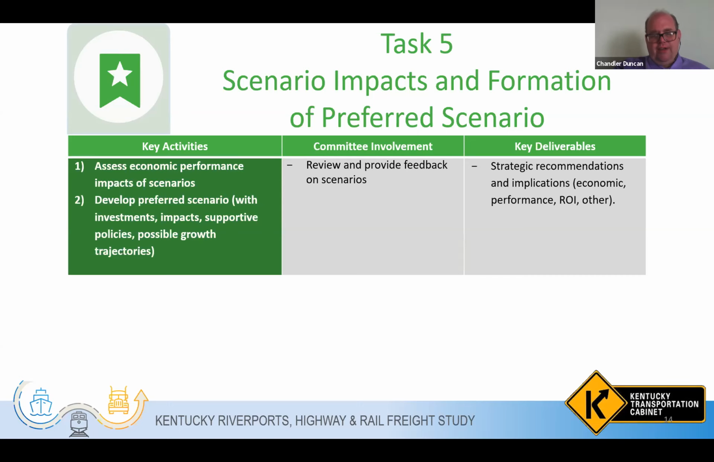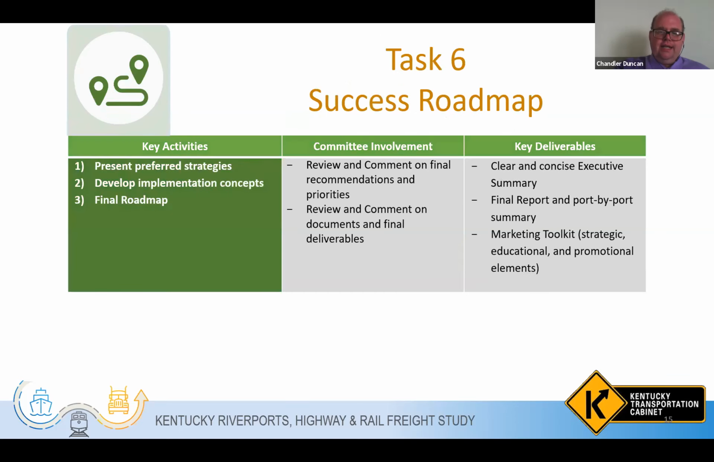And then that leads us into our final task 6 on the next slide, which is our success roadmap. We're going to be leaving at the end of this process, of course, with all of what we're doing leading us up to actionable steps that ports can take to market themselves, to take advantage of change in the economy, to make the right investments, to make the case for investments, and ultimately to move forward, hopefully, with the best strategy for port development anywhere in this country. Next slide.